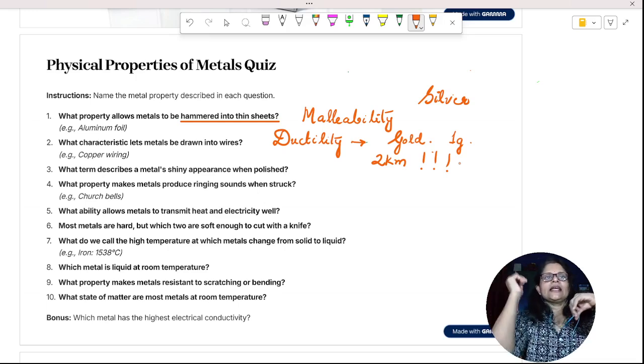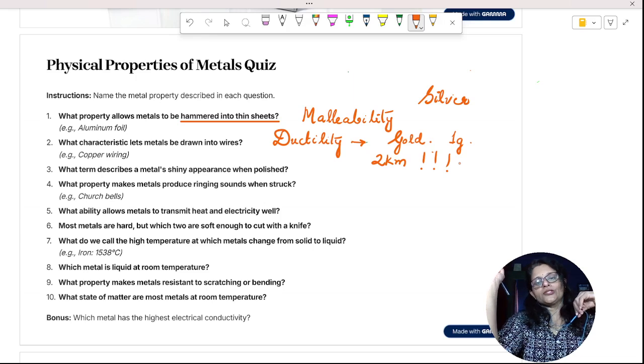Okay. Next, what term describes a metal's shiny appearance when polished? Some of the metals like gold, silver, platinum, all shine.